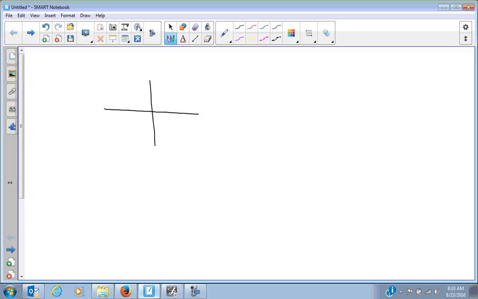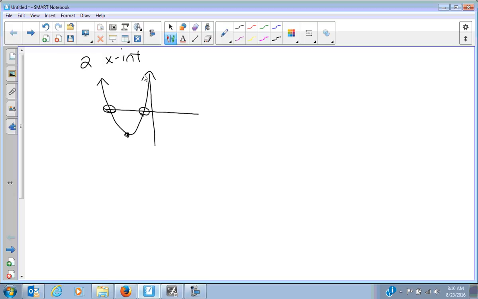Here's something that can happen. I can have a coordinate plane. I can have my vertex down here, and I can have my concavity up. How many x-intercepts do I have? 2. 1, 2. So sometimes I'm going to have 2 x-intercepts.